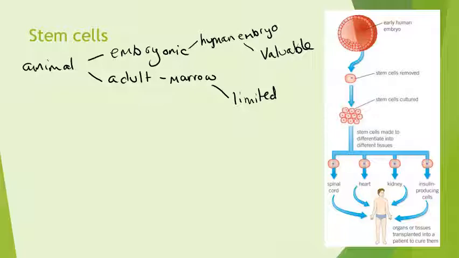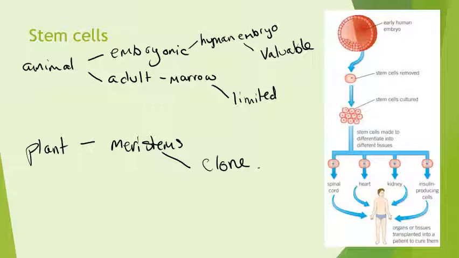Plants then, having a think about plants as the other version. Obviously we've said plants can do this pretty much their whole life through, and those cells are mainly found in the meristems, the tips of the roots and the tips of the shoots, where most of that growth is going to happen within a plant. So how are stem cells useful in plants? Well, this means that we can clone a plant very quickly, and we can make many copies very quickly.